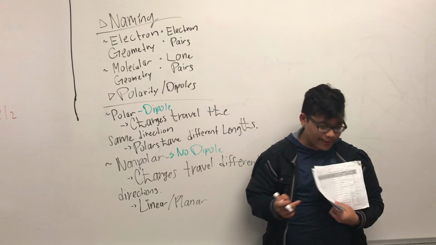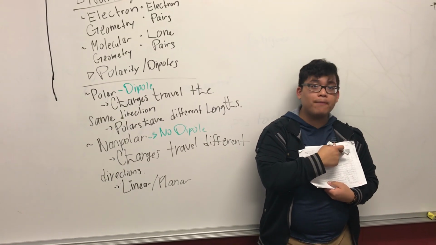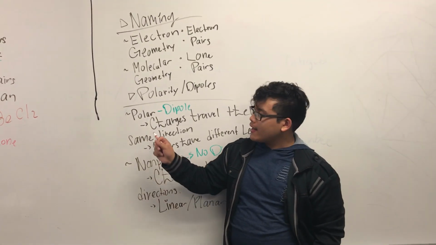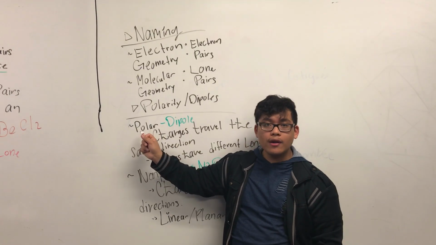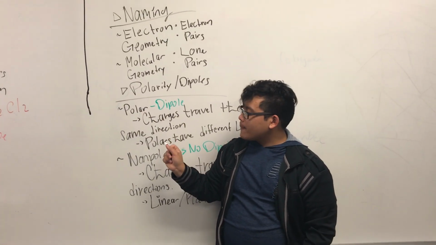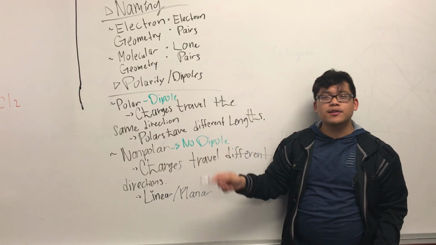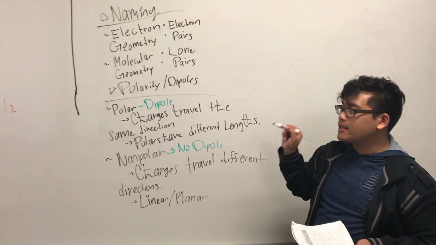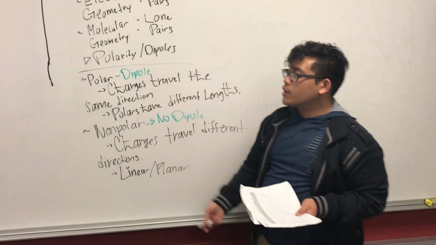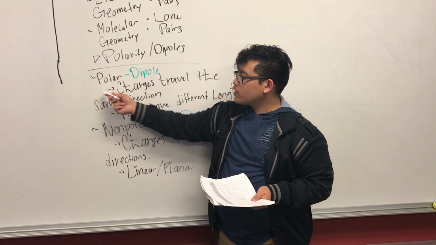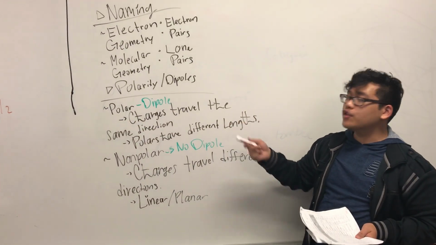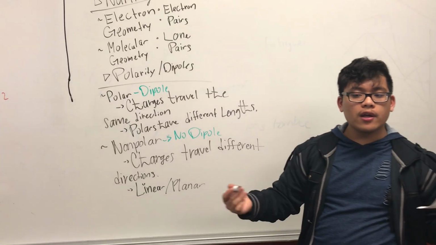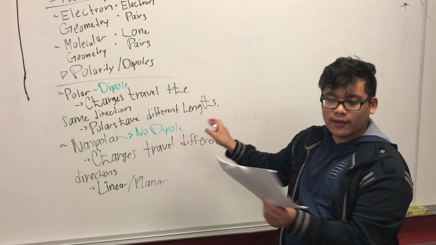I know in the chart they talk about poles and dipoles. I'll tell you that when a compound is polar, it has a dipole. When a compound is non-polar, it does not have a dipole. So it's a very simple relationship. Basically there are a few rules to determine if something is polar or non-polar. We're going to talk about polar first. For polar, the first rule is if the charges travel the same direction, meaning, like I like to say, they're going inward or literally in one direction.